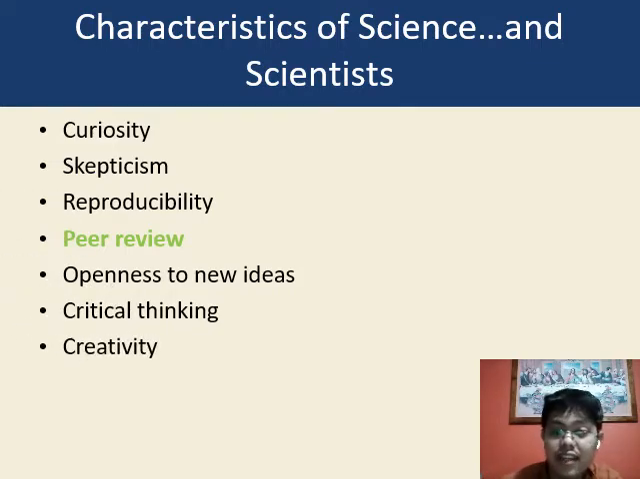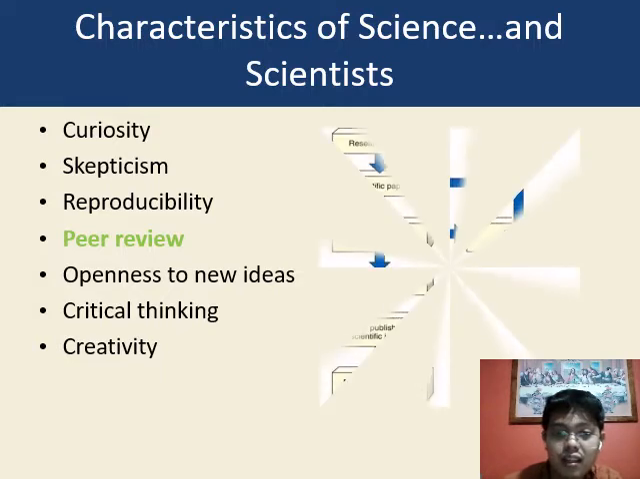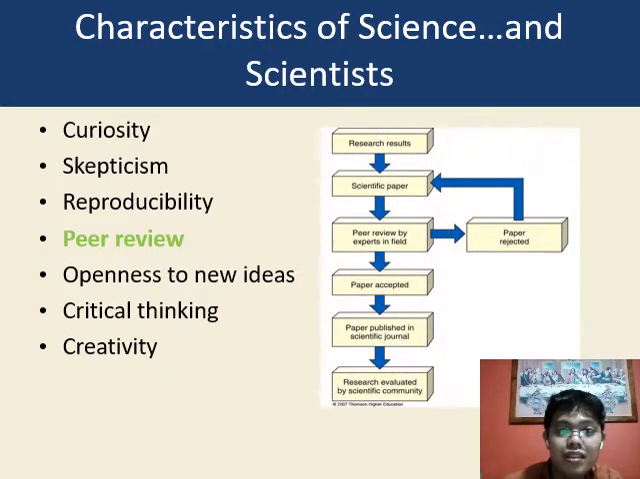Lastly, creativity. So we need to be more creative, or scientists are creative. So instead of making an imitation, there's always room for creating something. So these are the characteristics of science and scientists.